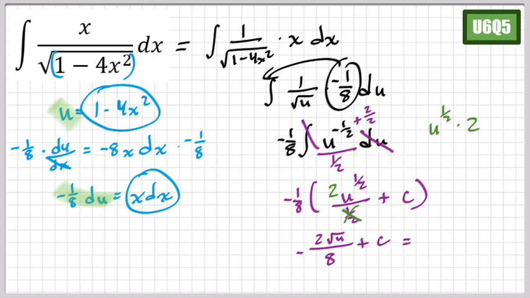The last thing I do is simplify the 2 and the 8, and then I have to plug in what u equals. I got to plug the x's back in. So we have a negative, let's pull out the 1/4, negative 1/4 square root of 1 minus 4x squared. I did that because that's what u is. I took the u out and I put what u is. U is 1 minus 4x to the second power. And then I have plus c, and then I'm done.